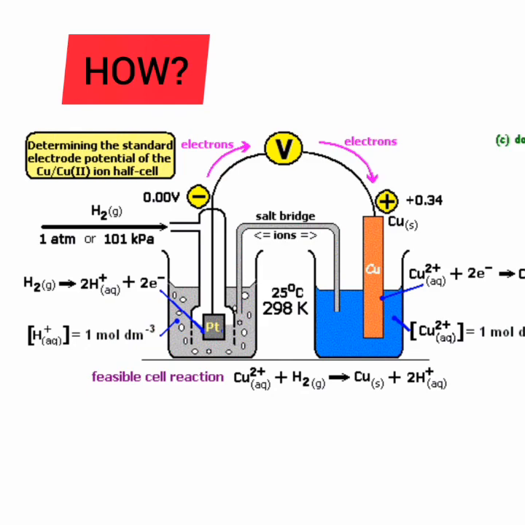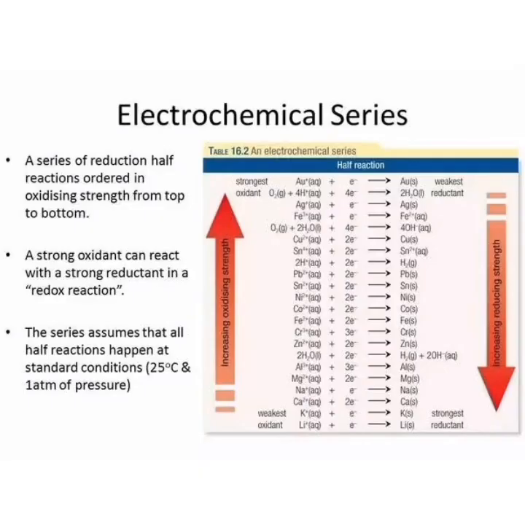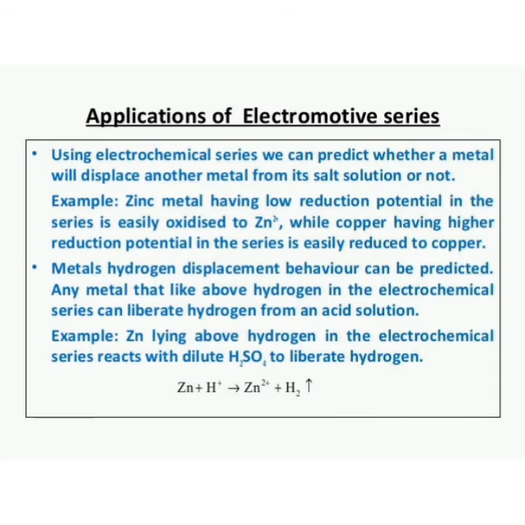What is the electrochemical series? The arrangement of the elements in the order of their standard reduction potential is called the electrochemical series or activity series. What are its applications? To compare the relative reactivity of the metals, to compare the relative oxidizing and reducing ability, and to construct electrochemical cells and calculate their standard EMF. These are the three main applications of the electrochemical series.